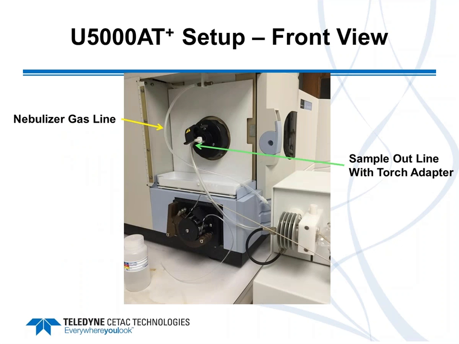So some specifics on the setup. The main thing we have to do is to remove the standard nebulizer and spray chamber from the back of the torch on the host ICP. And there are two things then to use. There is a nebulizer gas line that comes in an interface kit and a sample outline with a torch adapter. The torch adapter is the small white fitting that's attached to the back of the torch in the picture.